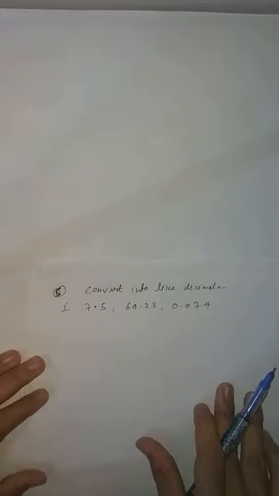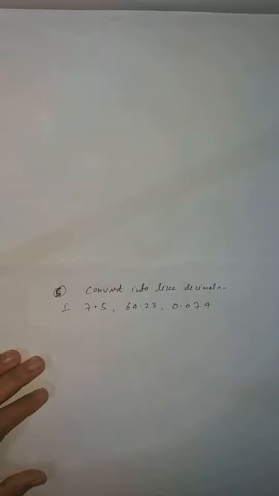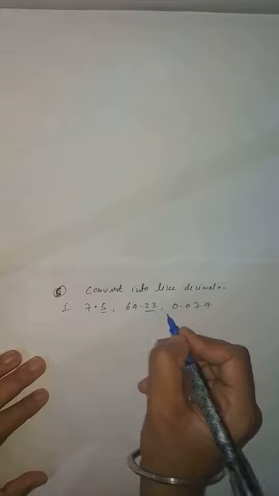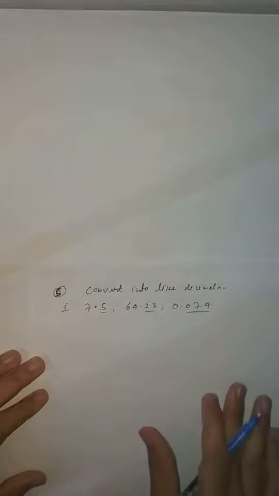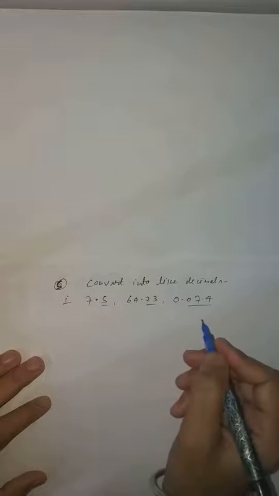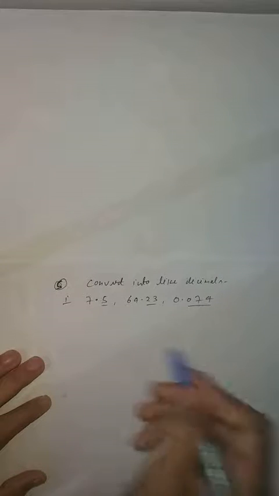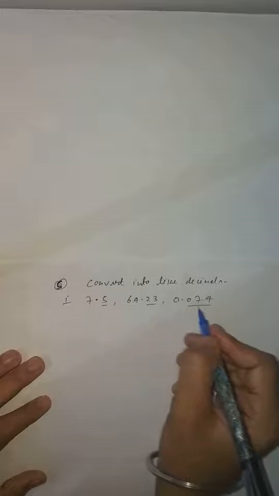Now like decimals means that after the decimal in every number there should be the same number of digits. Here you can see after the decimal only 1 digit, after the decimal 2 digits, after the decimal 3 digits. So for like decimals, what you have to do is see which number after the decimal has the maximum digits. So you can see after the decimal 1, after the decimal 2, after the decimal 3.